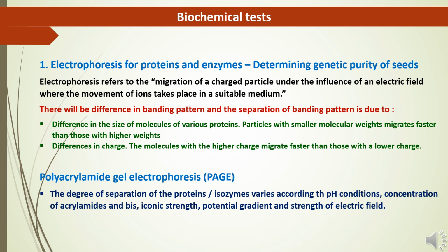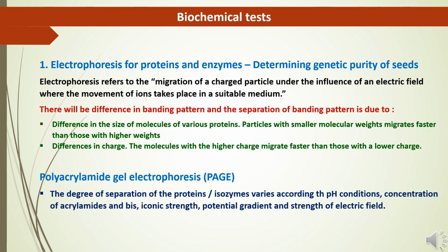In electrophoresis, the separation into distinct bands is based first on differences in the size or molecular weight of various proteins. Particles with smaller molecular weights migrate faster than those with higher weights. And second, on differences in charge. The molecules with the higher charge migrate faster than those with a lower charge. The second electrophoresis test is polyacrylamide gel electrophoresis, which is also called PAGE.